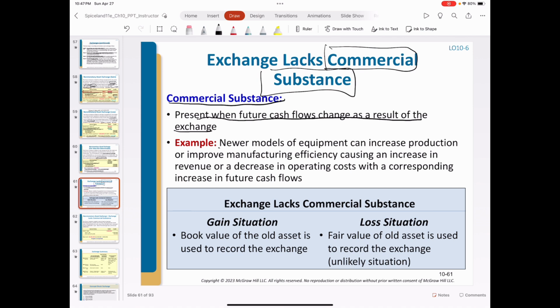So what exchange is considered to have commercial substance? For example, a newer model of equipment increases production and improves manufacturing efficiency. This will also increase the profitability of the company and finally increase future cash flows. That's the consequence of the exchange. If the exchange has commercial substance, gains and losses are all recognized. If the exchange lacks commercial substance, the gains will be deferred.